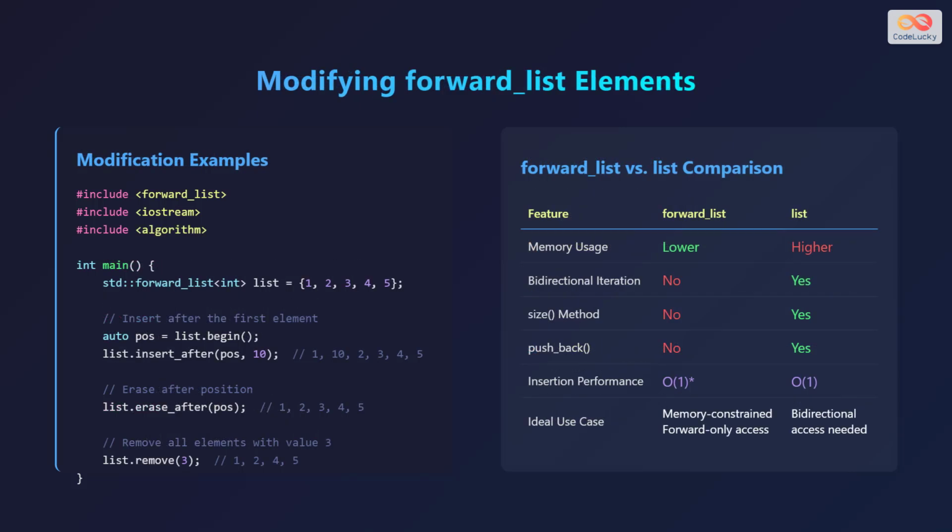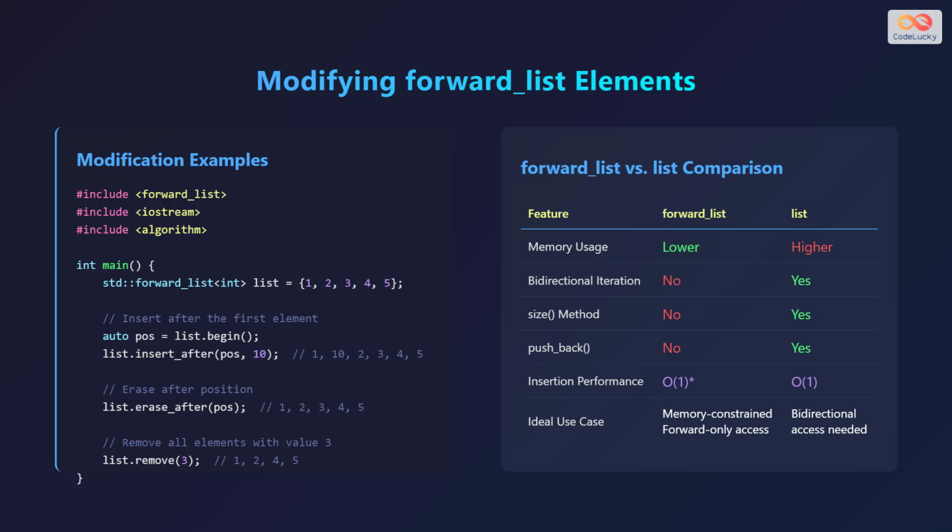Modifying elements in a forward_list involves using methods like insert_after, erase_after, and remove. To insert an element, you first need to get an iterator pointing to the position before where you want to insert the new element. After inserting, you can use erase_after to remove the element after a specified position. Remove removes all elements with a specific value.